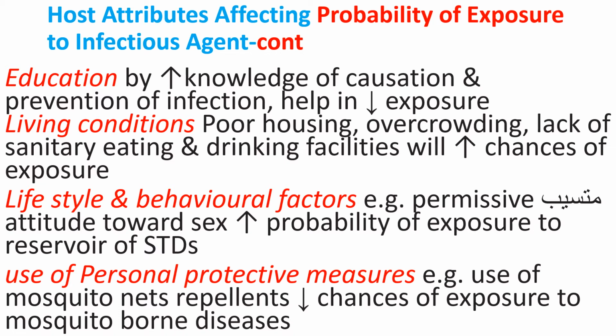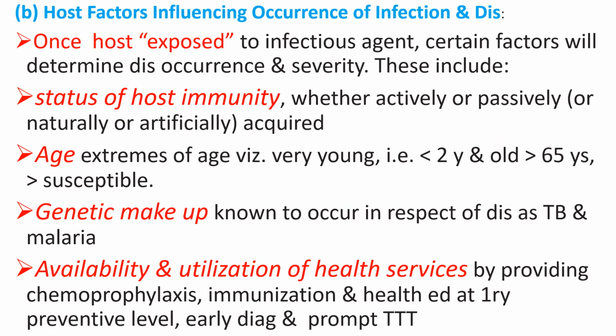Lifestyle and behavioral factors. A permissive attitude toward sex increases the probability of exposure to the reservoir of sexually transmitted diseases. Use of personal protective measures. For example, use of mosquito nets and repellents will decrease chances of exposure to mosquito-borne diseases.